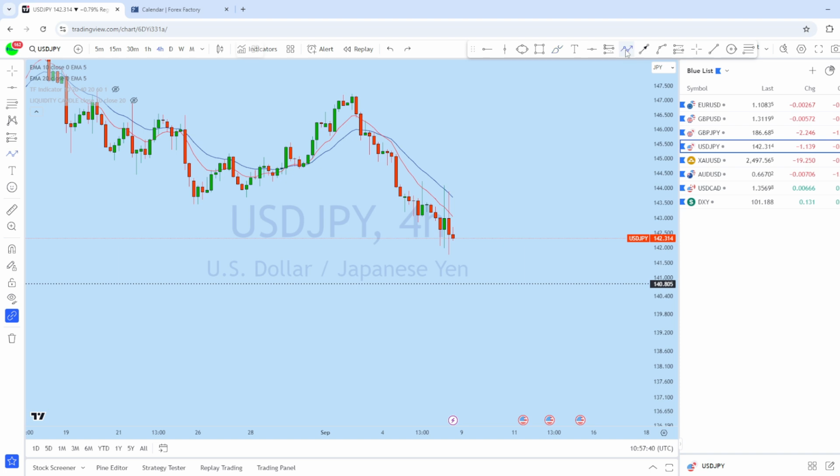So any pullback to the upside on dollar yen, we can look for potential selling opportunities. So this could be the potential wave on dollar yen in the upcoming week. And as soon as we find suitable setups, we will be looking for trading opportunities along this area.